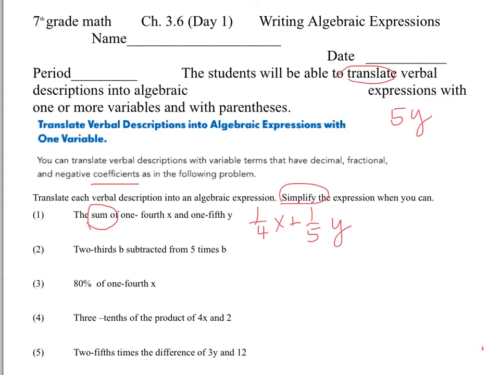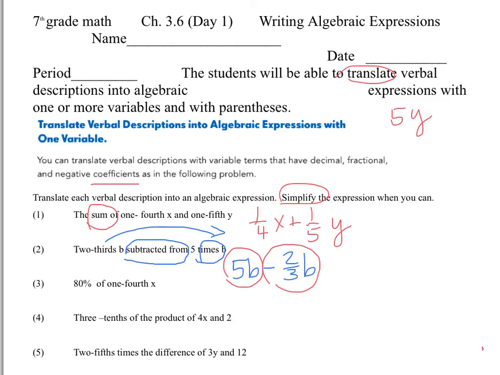So for letter B, subtracted from. Okay, so 2/3 b is being subtracted from 5 times b. So that means the 2/3 b is going to go to the end of the problem because it's subtracted from the other stuff. So 5 times b. Times means multiply. So 5 times b. And then 2/3 b is being subtracted from that. Okay, now since these are like terms, we can subtract: 5b minus 2/3 b is going to be 4 and 1/3 b. Okay, if we can, we combine them.